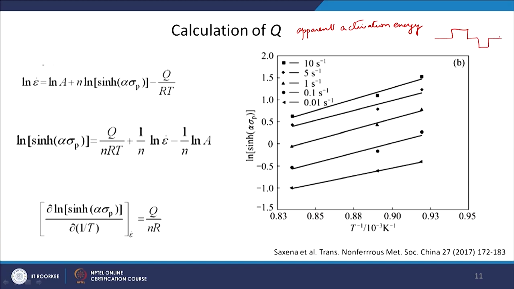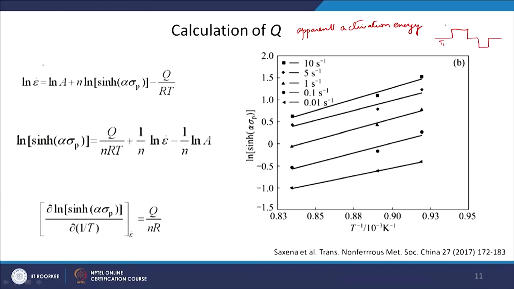Okay. So, by doing that, you are actually trying to have the same microstructure, and in the same microstructure you are changing the temperature. And suppose this is T1, this is T2, this is T3, you will get corresponding stresses. Okay. So then you will be able to say with more confidence that this is my activation energy of deformation.